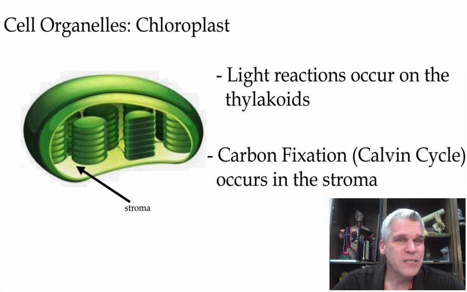So when we look at some of these similarities, think about this. The light reactions are actually very similar to electron transport that happens in the mitochondria. They both happen on membranes. The Calvin cycle can be a lot like the Krebs cycle, which both take place in the liquid part, the matrix in the mitochondria, and here the stroma in the chloroplast.